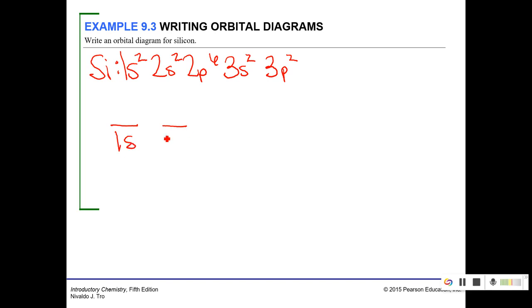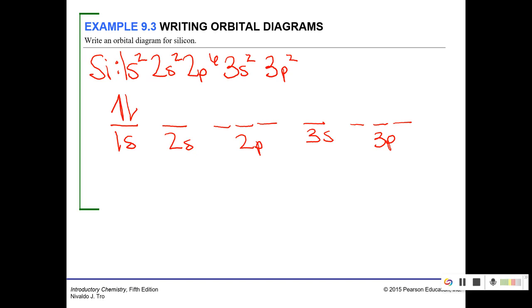Y'all, this is how I draw my lines. So 1s, 2s. Remember I told you I don't go up and down just because it takes a lot of space. 3s. I will tell you, and this is something students often miss, you do have to draw all the orbitals or lines that are available, whether you have electrons in them or not.